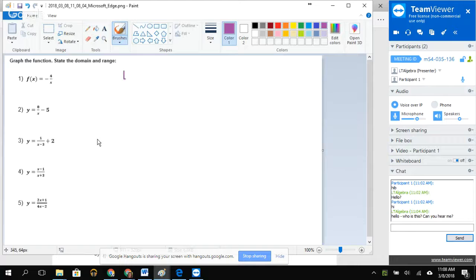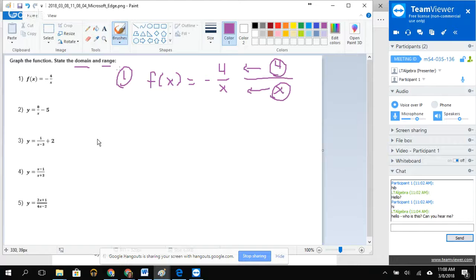Okay, so I think the easiest way to do this is to jump right in, and we're going to look at number 1, which is f of x equals -4 over x. Okay, so this is a rational function because we have a function on the top, which is 4, and we have a function on the bottom, which is x, and those are both really simple functions. And so we want to be able to graph that, and then we want to talk about what the domain and the range is.